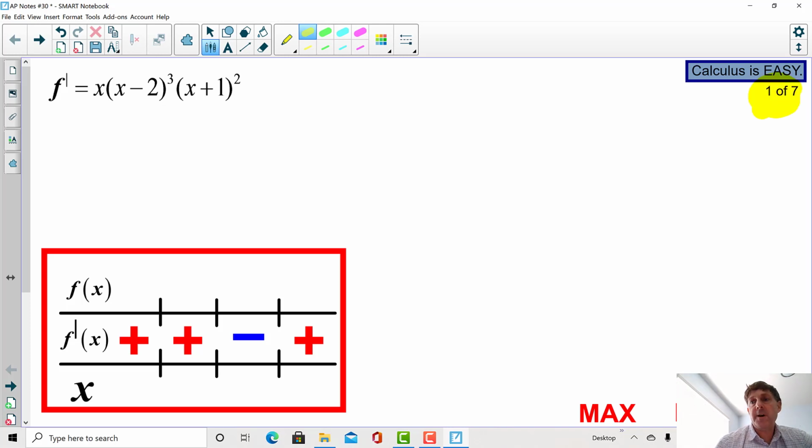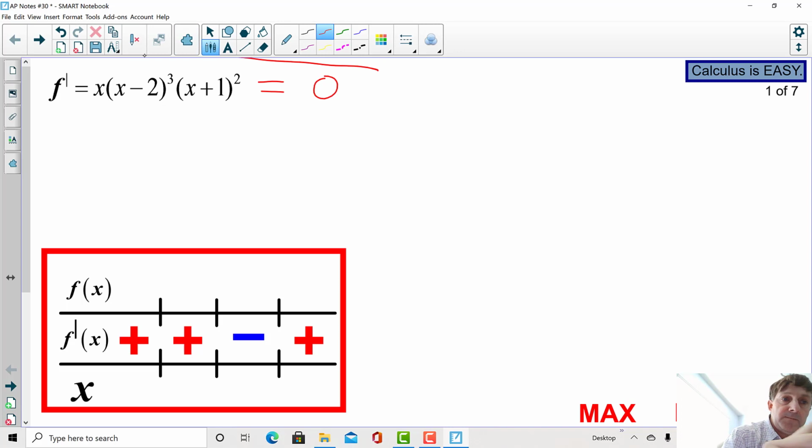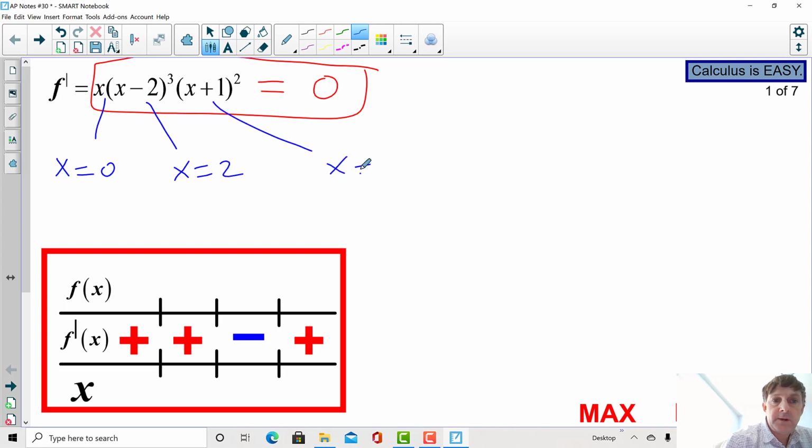Here we're doing question 1 out of 7 questions. Here we're just trying to find the max or the min, but they already gave us the derivative. You can see there's nowhere that this derivative is going to be undefined. So we just want to check, where is this derivative going to equal 0? It's already factored nicely, so we can see x equals 0, x equals 2, and x equals -1. Those are our 3 critical numbers.